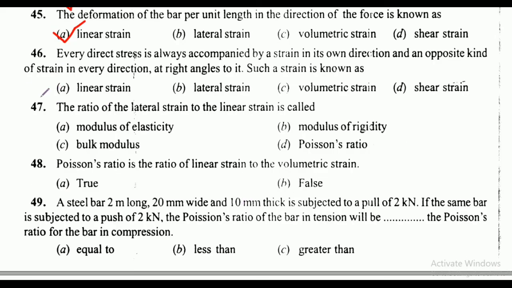Next is every direct stress is always accompanied by a strain in its own direction and an opposite kind of strain in every direction at right angles to it. Such a strain is known as, here friends these are the options and here correct answer is option B, that is lateral strain. Next is the ratio of the lateral strain to the linear strain is called, here friends these are the options and here correct answer is option D, that is Poisson's ratio.